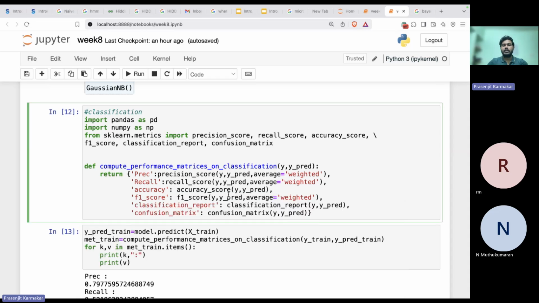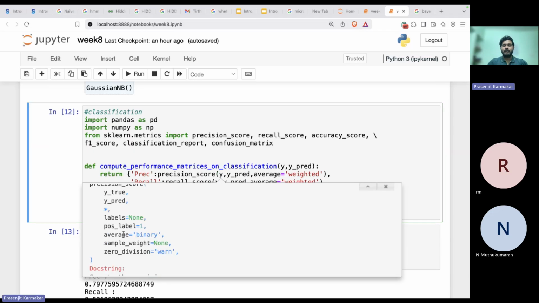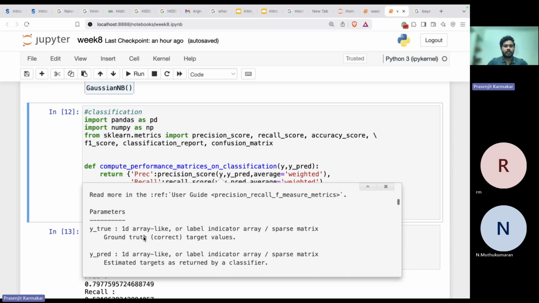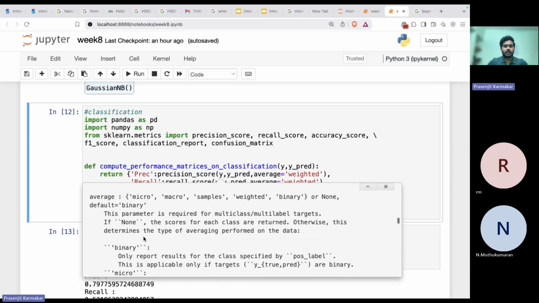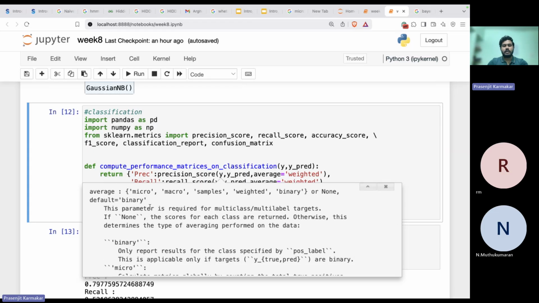Now, precision, recall, and F1 score have this average parameter because they get computed class-wise, and that class's sample size is important for how much it will impact the entire metric. So you see here this average is binary. Let's see what values you can put there: micro, macro, samples, weighted, and binary. Now see what they exactly mean.